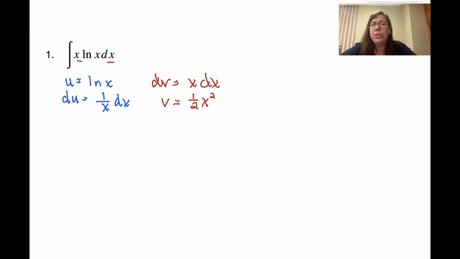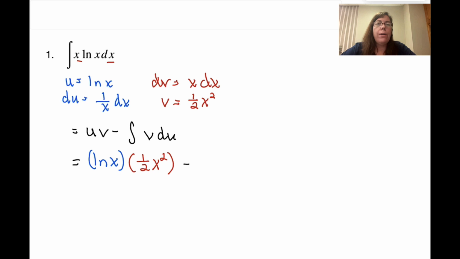And now I'm going to plug this into our formula. Remember, our formula is uv minus the integral of v du. Substituting in our u, we get the natural log of x times 1/2 x squared minus the integral of our v, which is 1/2 x squared, times our du, which is 1 over x dx.